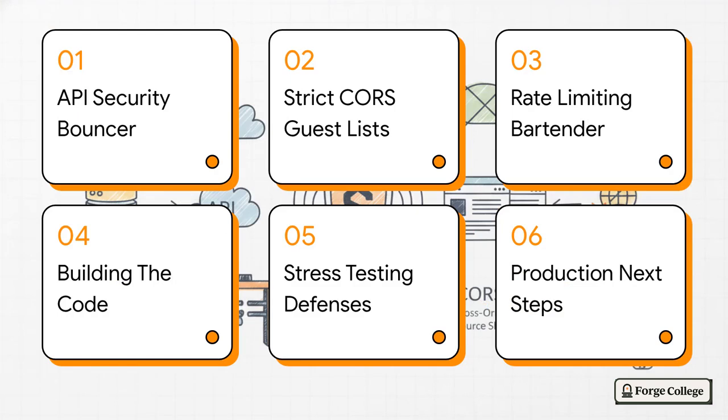All right, let's just jump right into our blueprint for today. We'll be hitting 6 key steps: the API security bouncer, strict CORS guest lists, the rate-limiting bartender, building the middleware code, stress testing the defenses, and finally, getting to those production-ready next steps.